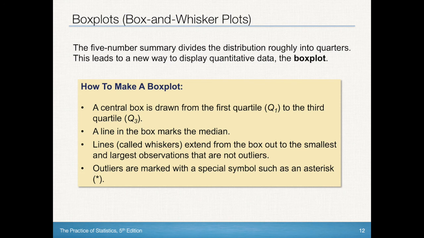Now, one of the key statements here is that so long as a value is not determined to be an outlier, you're going to take those whiskers and draw them all the way out to the values, and then you're going to draw little vertical lines just to represent basically a cat's whisker. An outlier is going to be labeled with a star.